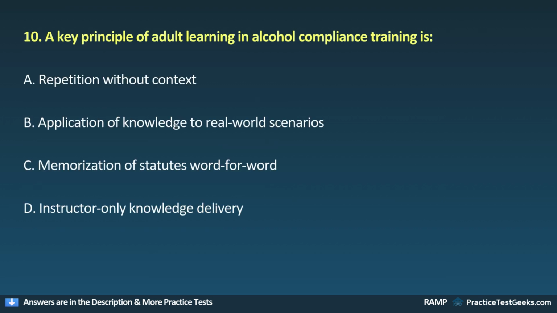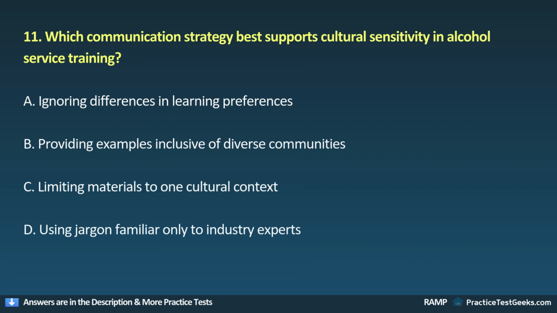10. A key principle of adult learning and alcohol compliance training is: A. Repetition without context. B. Application of knowledge to real-world scenarios. C. Memorization of statutes word for word. D. Instructor-only knowledge delivery.